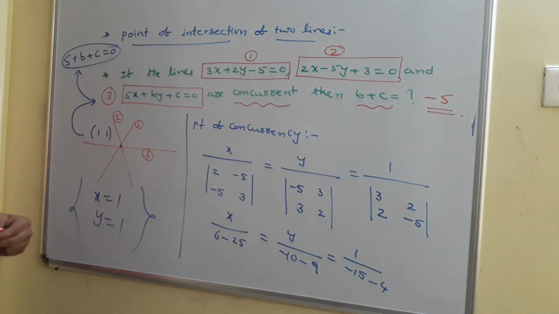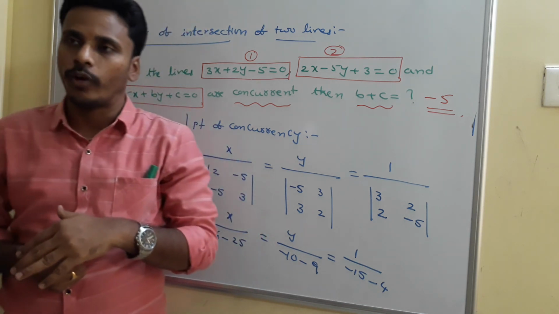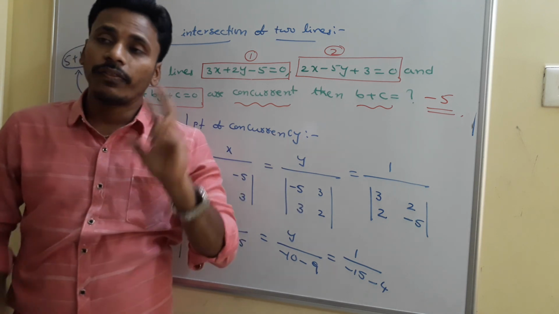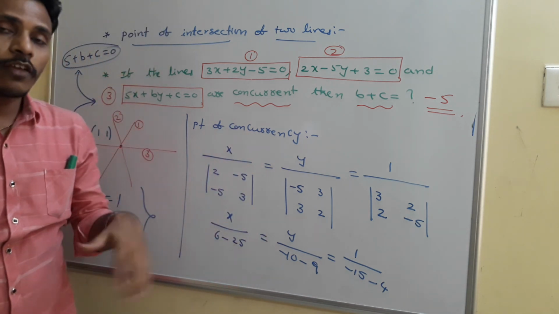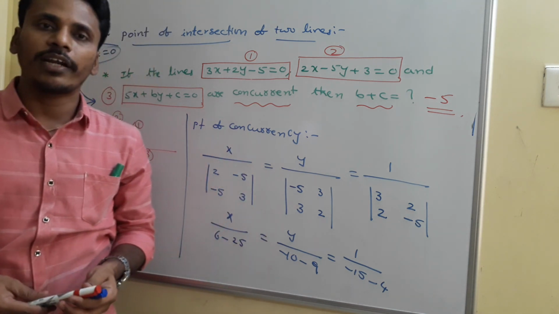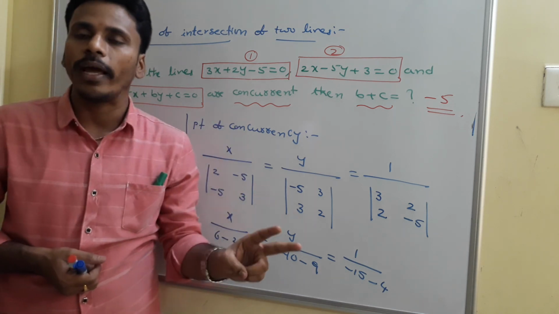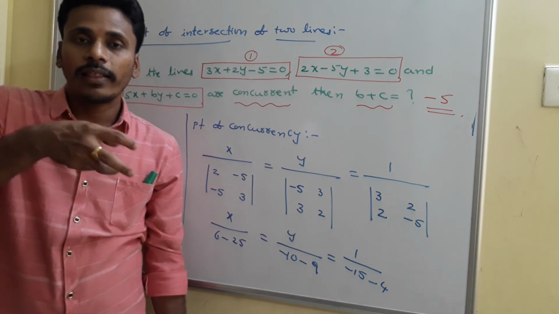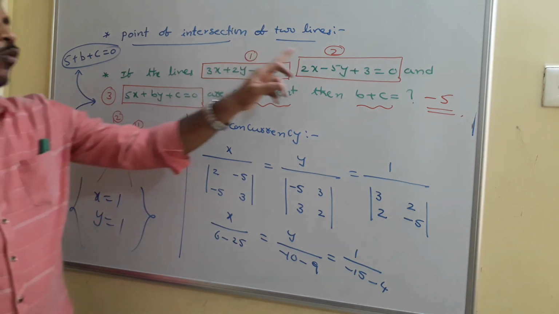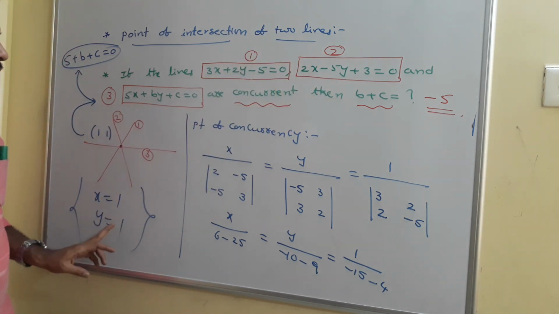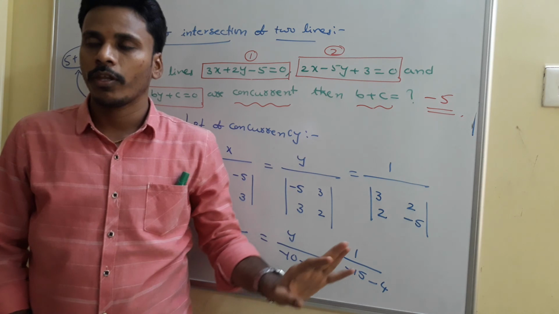This is a problem related to concurrent lines. At first we learnt the way to find the point of intersection of two lines and then the point of concurrency. Three lines are called concurrent lines if they are passing through the same point. So if in any problem the question is related to the point of concurrency and concurrent lines, first of all you need to solve any two line equations and then substitute that common point in the third equation. So here also I have 3 lines. First solve 1 and 2, your common point is 1 comma 1. Then substitute this 1 comma 1 in the third equation. From there the value of b plus c is minus 5.